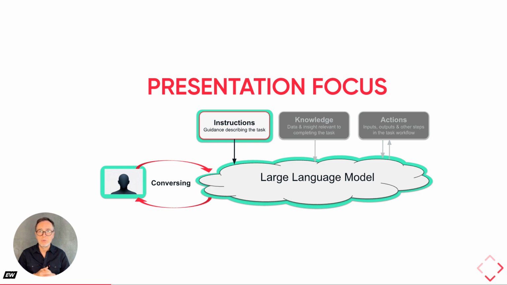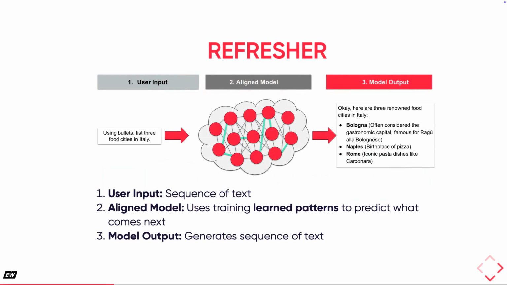We're looking at how users communicate with the LLM, how the LLM processes these communications, and how instructions shape the entire interaction. Before we proceed, let's quickly recap how aligned LLMs function. First, the user provides an input, which is a sequence of text. Second, the aligned model, leveraging the patterns learned during its training, processes this input to predict the most appropriate subsequent text. Finally, this prediction results in the model's output, another sequence of text which serves as the AI's response.